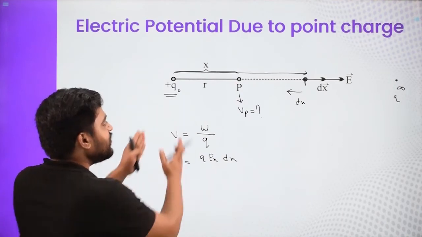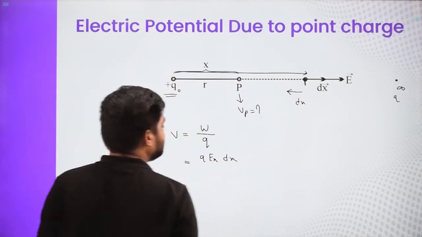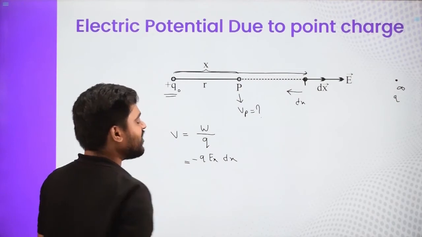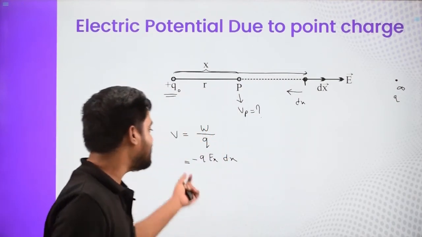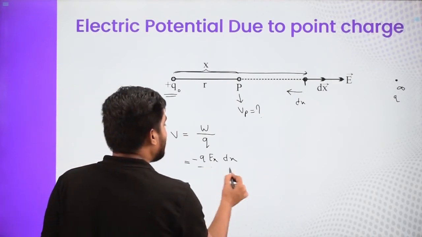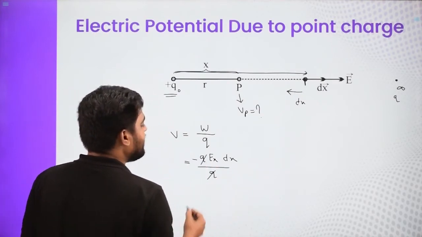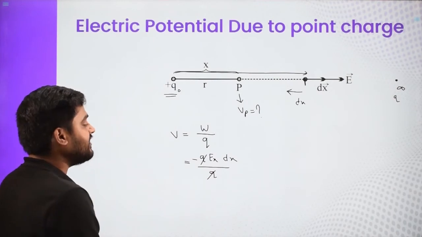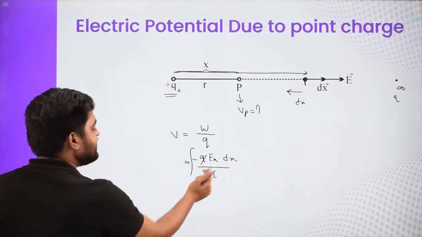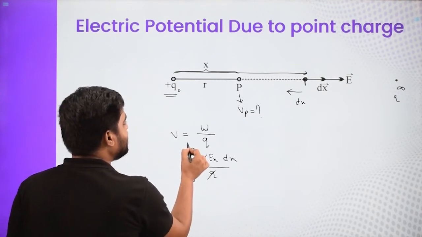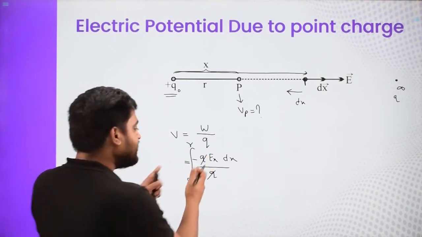Here, as you can see, x is continuously decreasing, so dx, which is the change in x, is negative. To make it positive, I am putting a minus sign over there. Divide by q naught, and this cancels, leaving the integration of E_x dx. I have to integrate this to get the potential, and x changes from infinity to r.